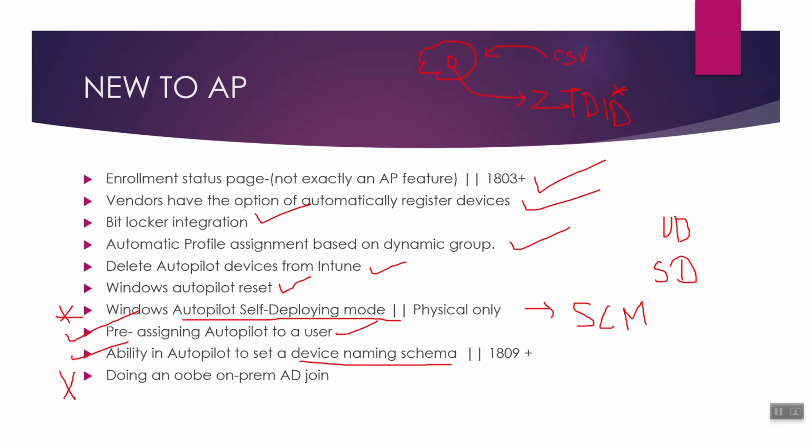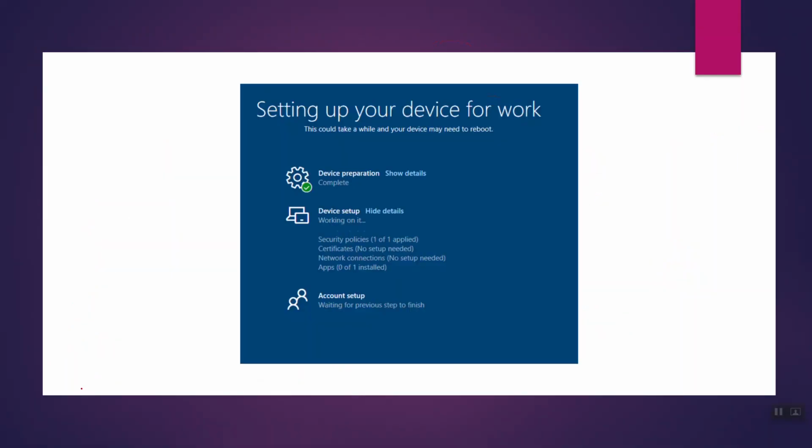one of the most important features of Autopilot, truly magical: doing an out-of-the-box on-prem AD join. Let's first talk about why exactly we needed it. Actually, Autopilot was initially built to support Azure AD joined devices. So the concept was everybody would move from on-prem to cloud, and everybody would be joining their devices to Azure AD, and the on-prem domain would no longer be leveraged for Windows 10 laptops. So that was the concept.